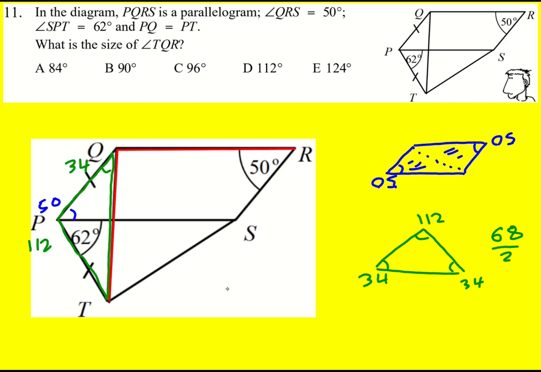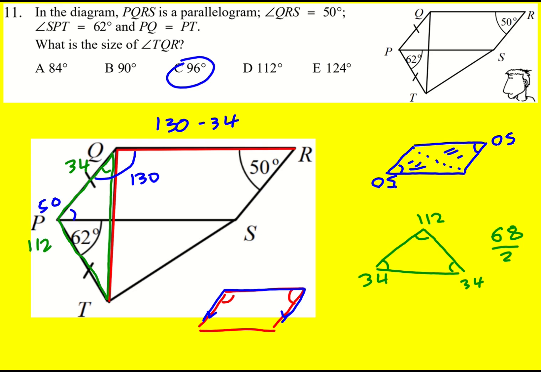Let's return to the parallelogram. One other fact to be aware of, worth knowing, is that these two are co-interior angles because of the parallel lines here, and you can draw a C, which means they add up to 180. That means this is 130. So the answer is going to be 130 minus 34, which is 96.